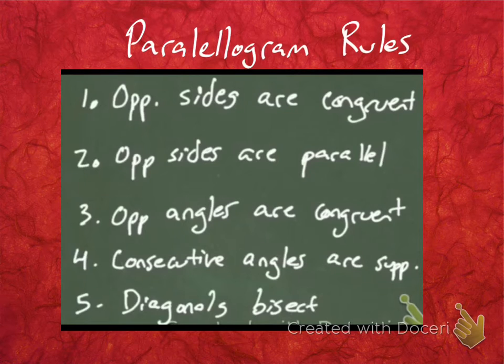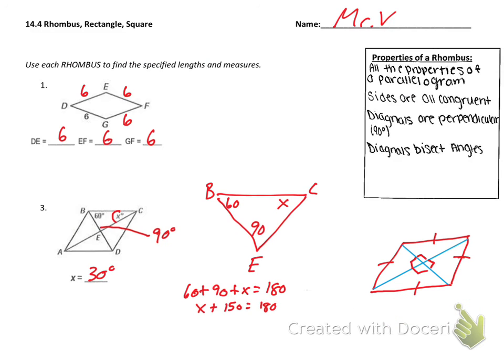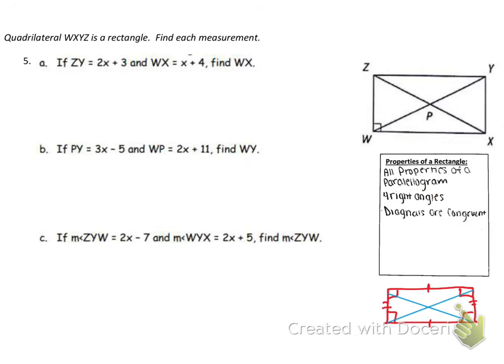Just keep in mind our parallelogram rules. Opposite sides are congruent, opposite sides are parallel, opposite angles are congruent, consecutive angles are supplementary, and diagonals bisect. So just to go back on this one, opposite sides are congruent. So this side is equal to this side, and this side is equal to this side because they're opposite sides.